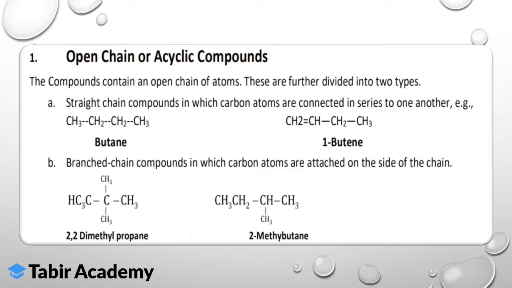So uske baad we have branched chain. इसमें है हमारे पास 2,2-dimethyl propane. So this is a propane because it has three carbons, and this is 2,2-dimethyl because यहाँ पे second के साथ हमारे पास functional groups लगे हुए हैं. उसी तरह हमारे पास है 2-methyl butane.